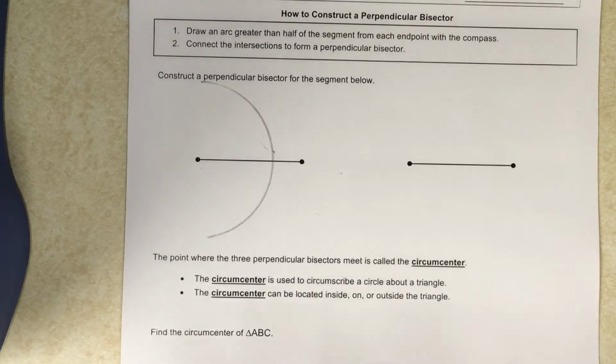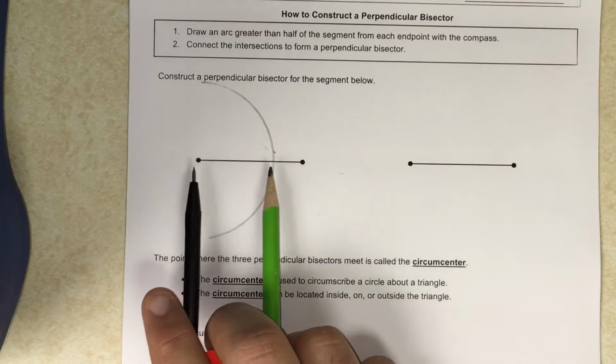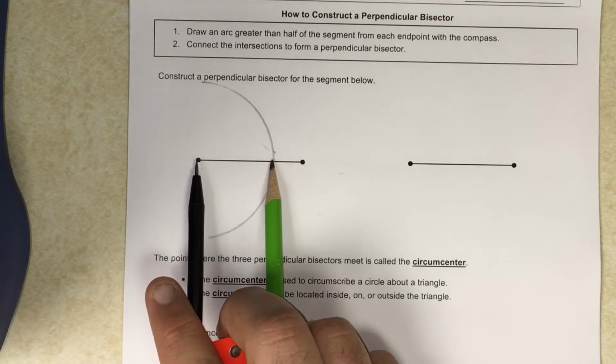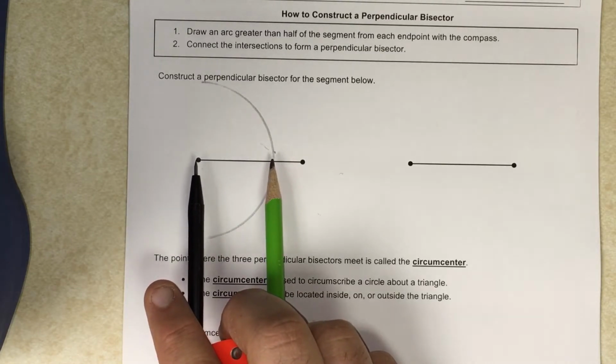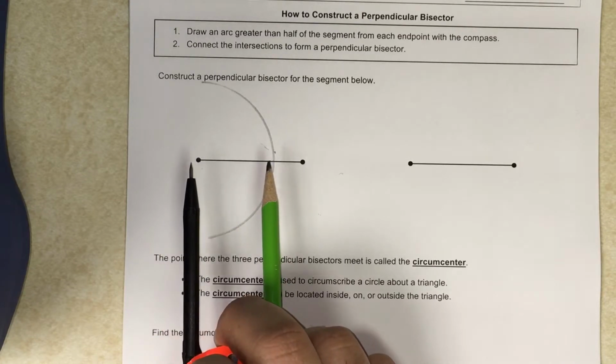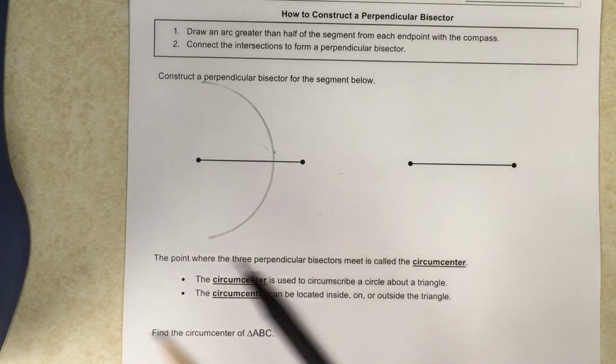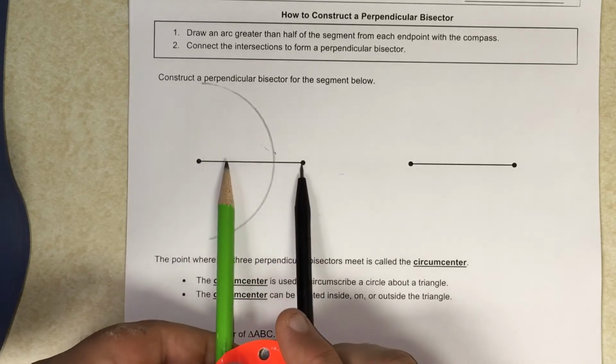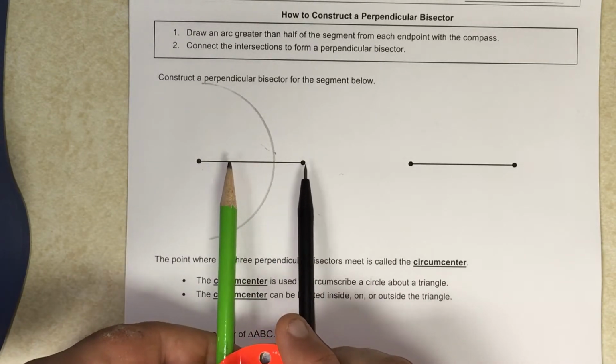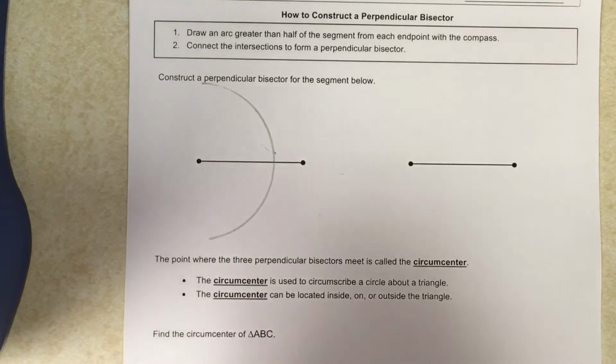Now, the main thing you want to keep in mind is to keep your compass the same width. You don't want to adjust it, you don't want to tweak it, because it will throw this off. So what you want to do is take your compass, flip it around, put the pointed end on the other endpoint, and go ahead and draw another arc.